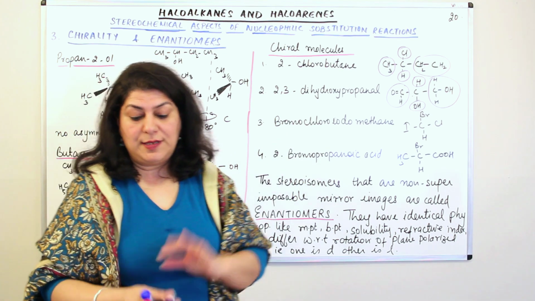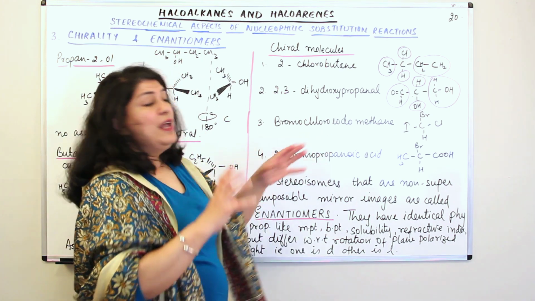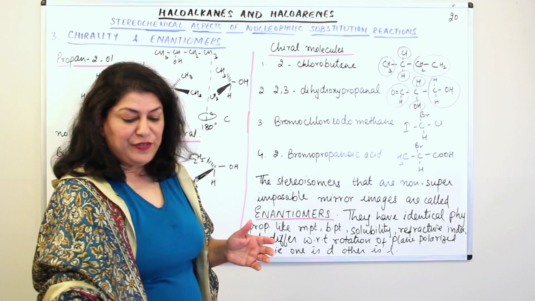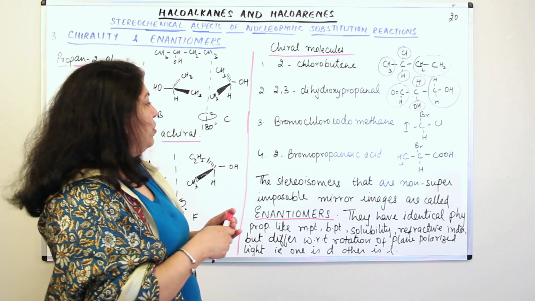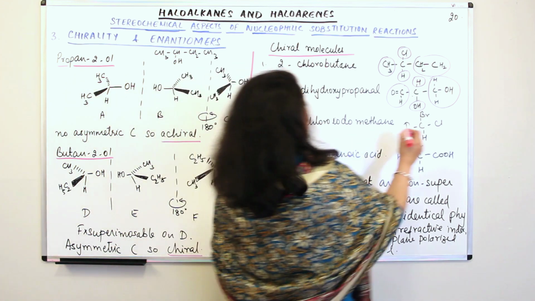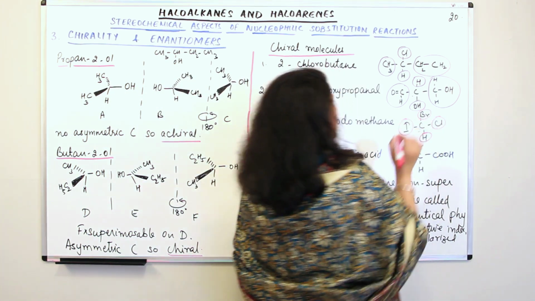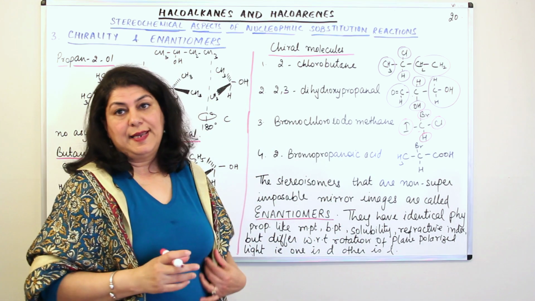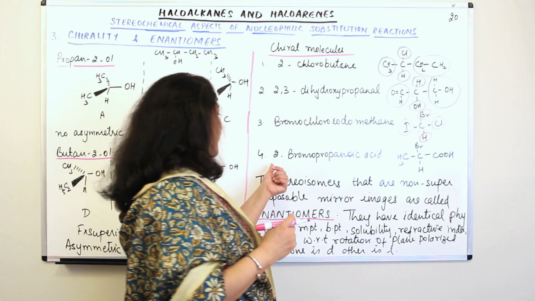And such a center would be a chiral center. Therefore, when all four species are different, such a molecule would be a chiral molecule. So in bromochloroiodomethane, you have hydrogen, you have chlorine, you have bromine and iodine. So this carbon is the chiral center. The molecule is asymmetrical and it is chiral in nature.